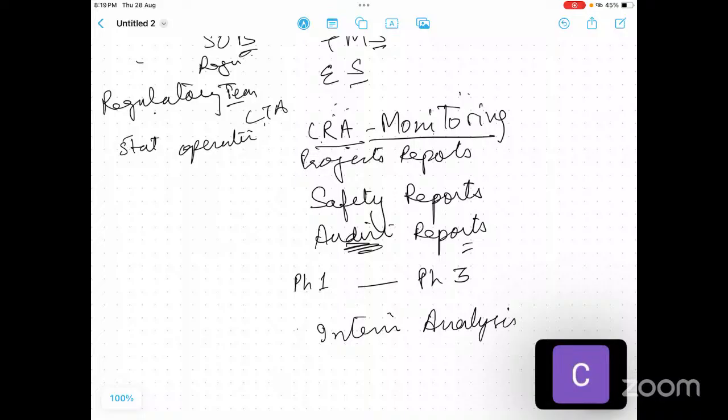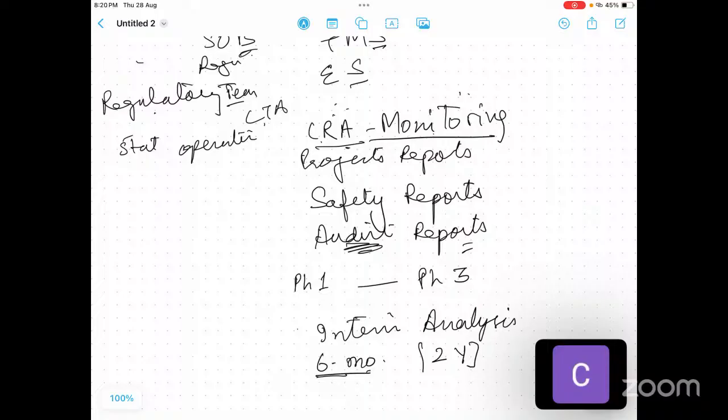Suppose, for example, maybe you have done a 6-month study. 6 months is already done. You may have to do a trial for 2 years. 6 months has passed, and it is written in the protocol that the moment 6 months is done, we will be doing the interim analysis.